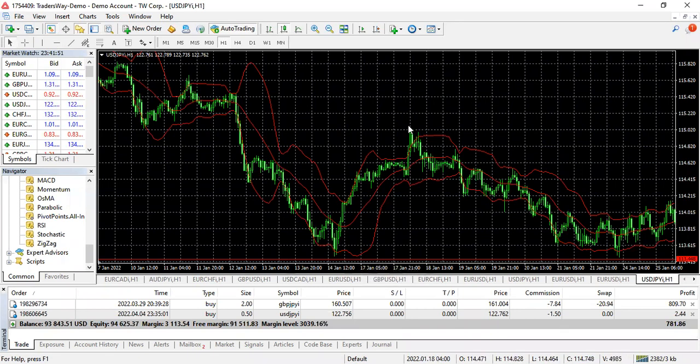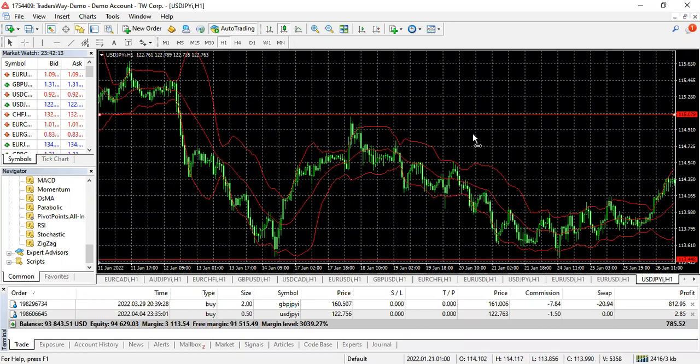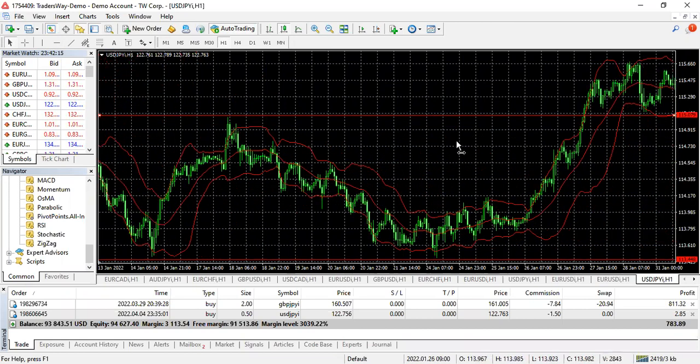Here, maybe my analysis tells me that when the market reaches here, it will start reversing. So I'm going to set my stop loss above the band. I hope you understand how these Bollinger Bands work.